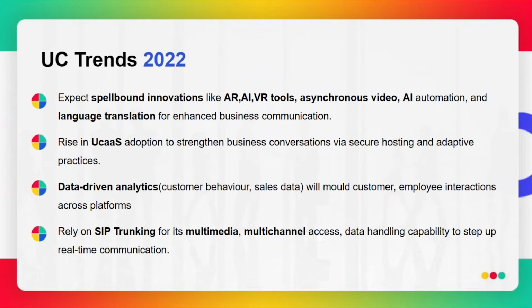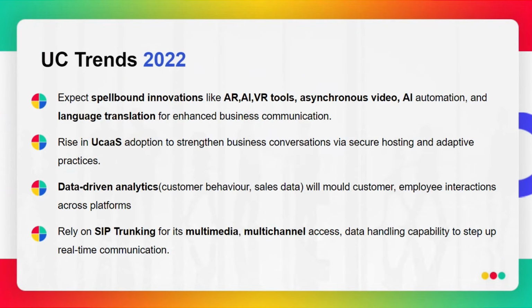And with the rise of UCaaS adoption, business conversations as well as secure hosting and adapting practices are the next level of improvements you can see in 2022. And then data-driven analytics. In all these cases, without analytics we cannot drive businesses to the next level. So data-driven analytics will be the next level of use that will be trending in the market. And SIP trunking calls, SIP trunking and multimedia channel access and everything.